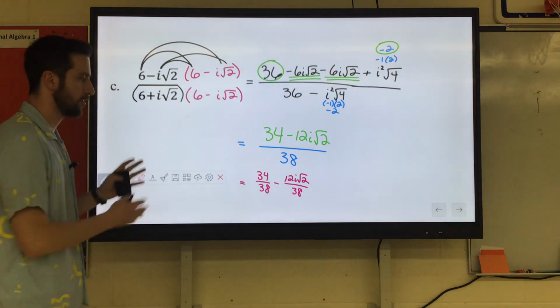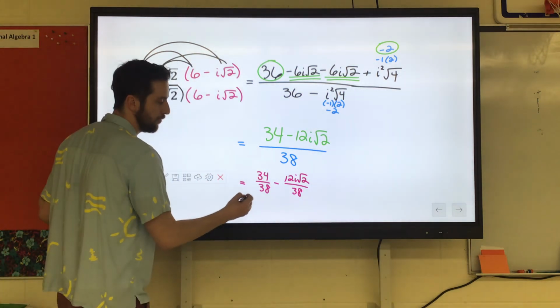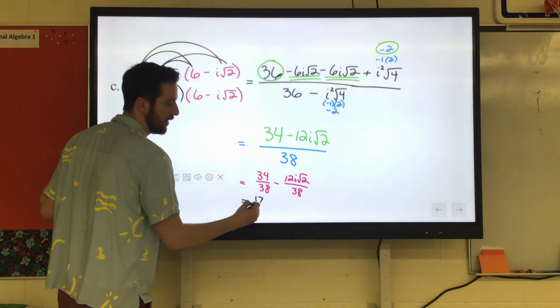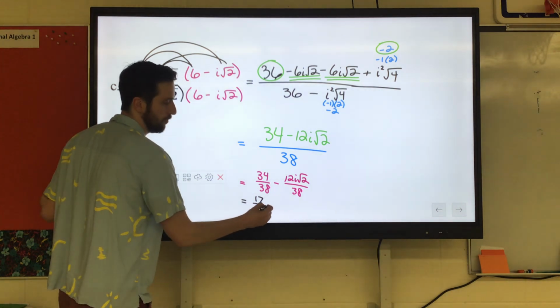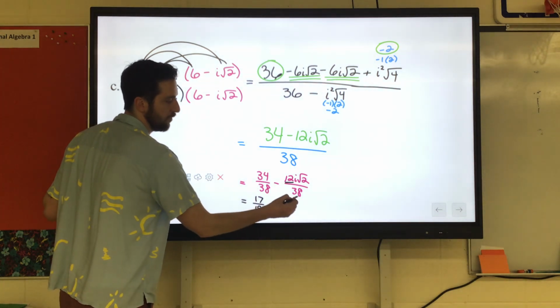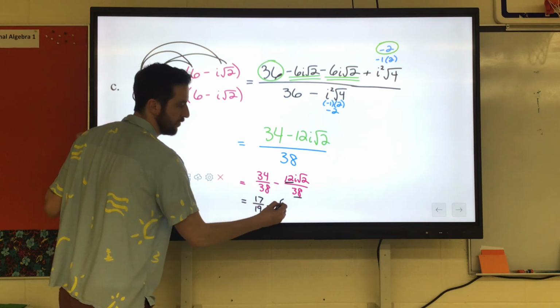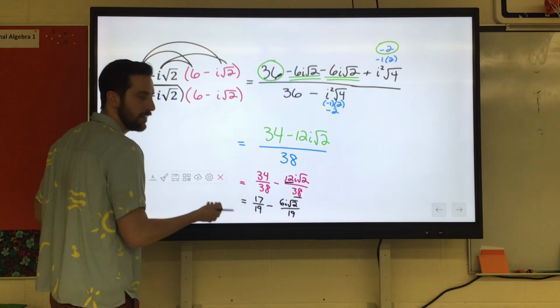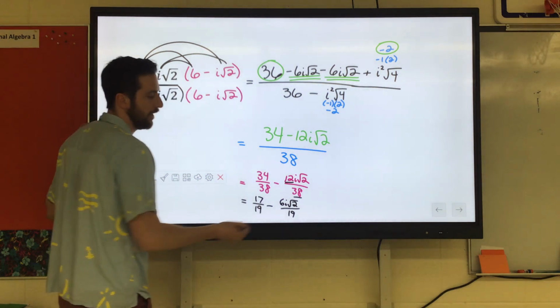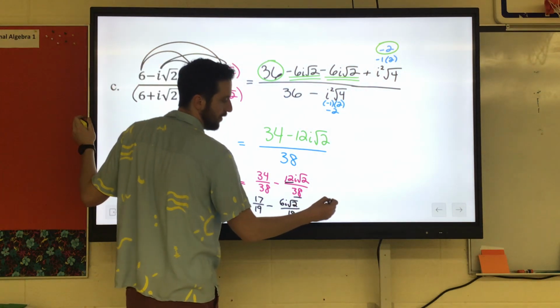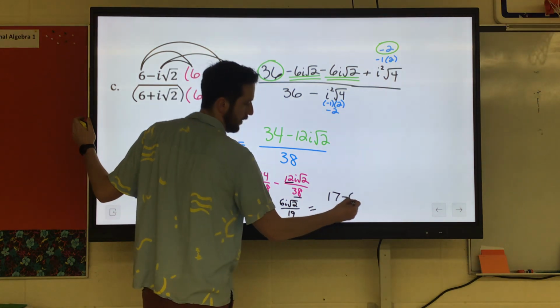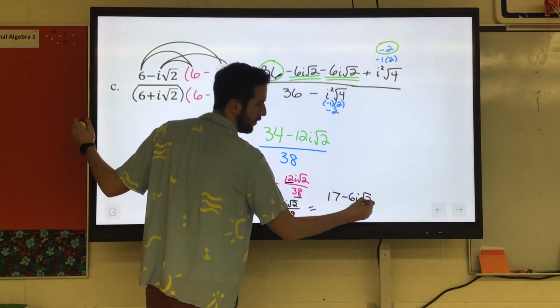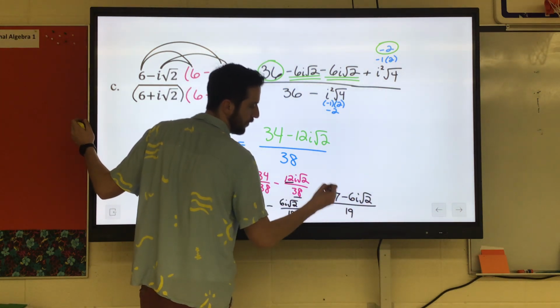So if I simplified them separately, 34 over 38 would be 17/19. Minus, I could do the 12 and 38, divide them both by 2, 6i root 2 over 19. Once I noticed that they ended up with the same denominator, I could mush them back together. 17 minus 6i root 2 over 19.